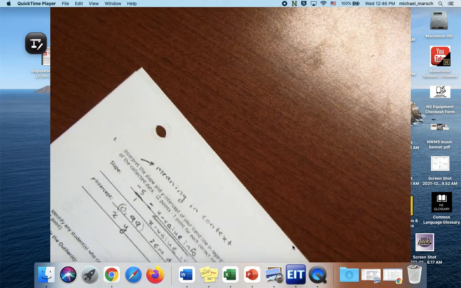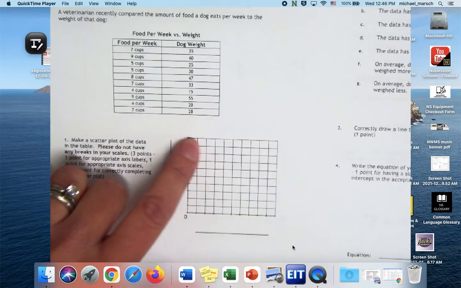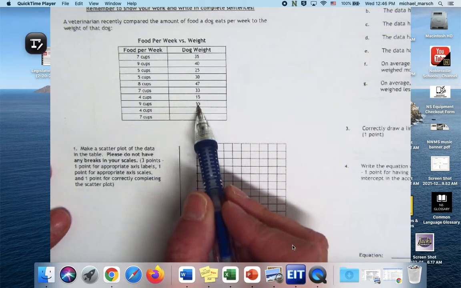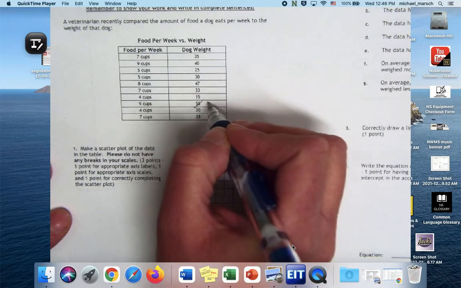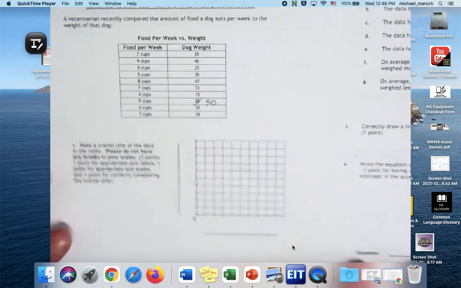Okay, so I also created a second study guide, but I made a little bit of a mistake on it. Do you guys see where this says 9 cups, 55? Cross out 55 and make that 50, just so that you can have nice equal increments on the x and y axis.